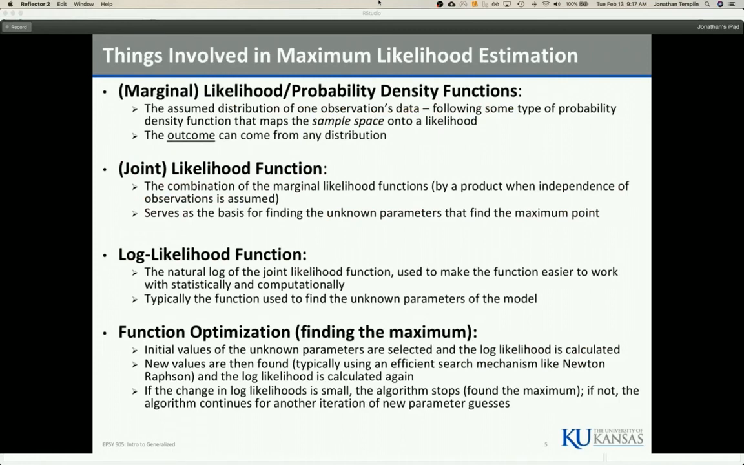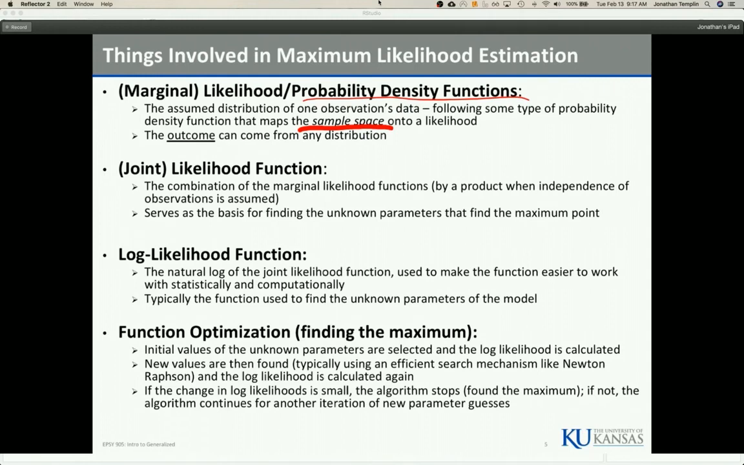So, things that are involved in maximum likelihood estimation: we have to figure out the density function for each variable. So this is the outcome. And we talked about before how the range of values of the outcome has to map onto the sample space of the distribution, right? We have to make sure that our distribution is discrete, for instance, if we have a discrete outcome. Or if we have a continuous outcome or something that's plausibly continuous, we can pick a continuous distribution. But we can pick any distribution for the outcome that we'd like.